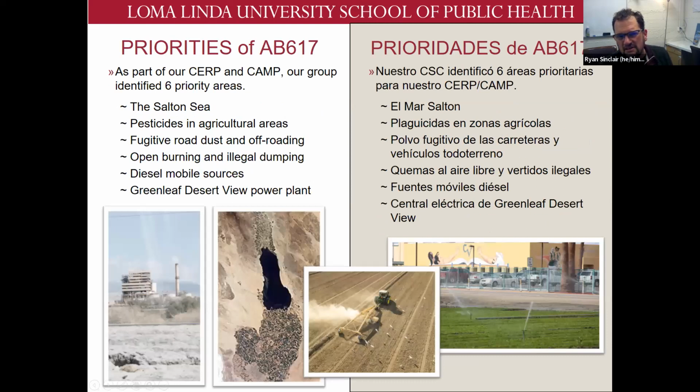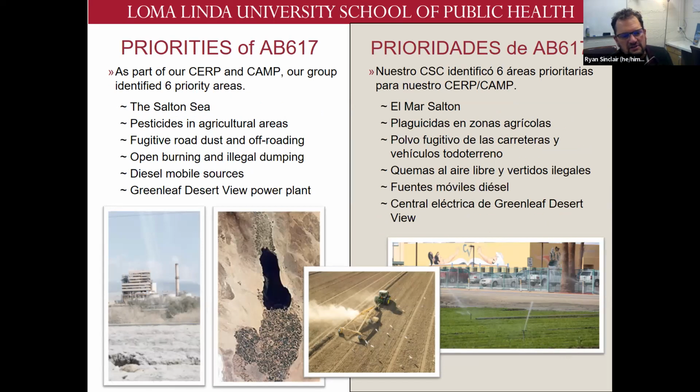But in our AB 617 in Eastern Coachella Valley, we had a bunch of different priorities. I just wanted to give you that history real quick. It's different than where you are because we have the Salton Sea, but very similar to where you are because we have a lot of agriculture. And this is a picture of some crops right next to the Coachella Valley High School.